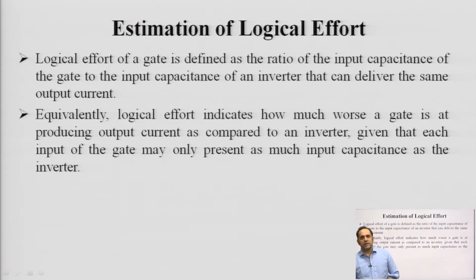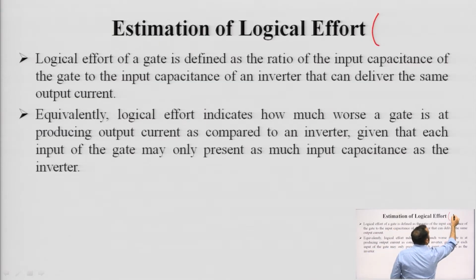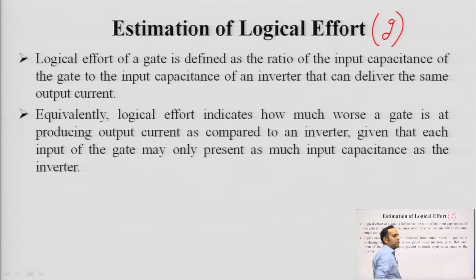Now, we move forward and look at how to estimate the logical effort. This is what symbol G is all about. It is represented by symbol G and it is the logical effort. It is defined as the ratio of the input capacitance of the gate which is driving further loads, divided by the input capacitance of that inverter which produces the same output current as the driving gate.